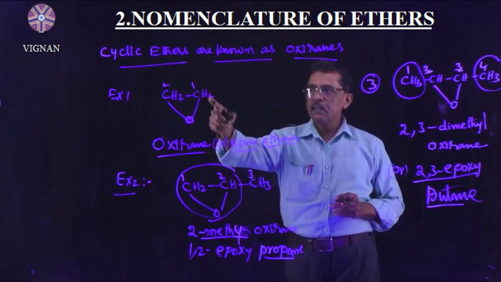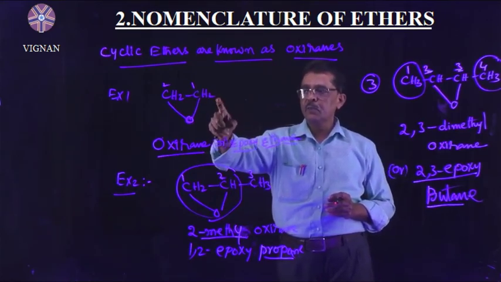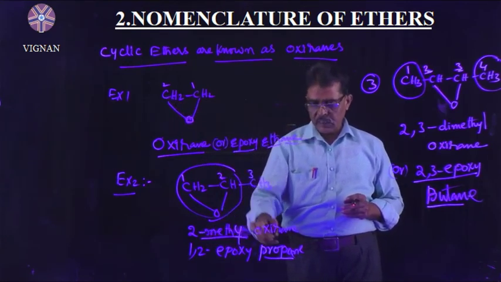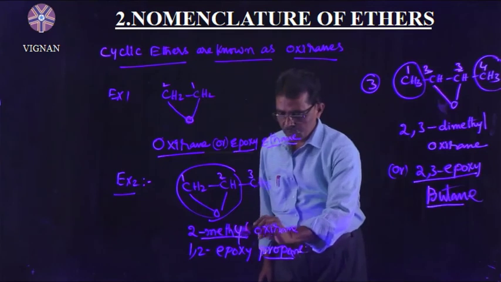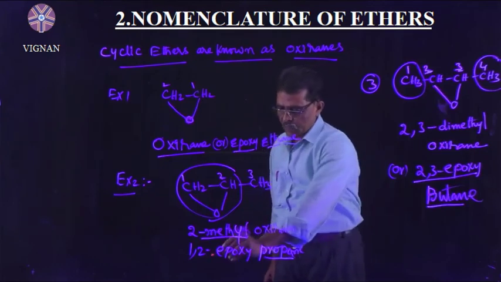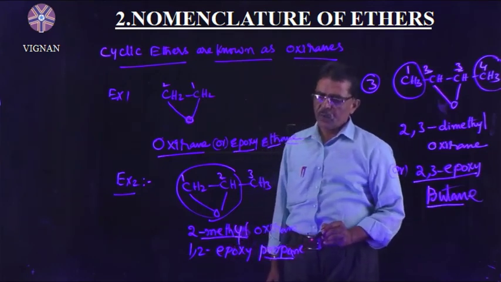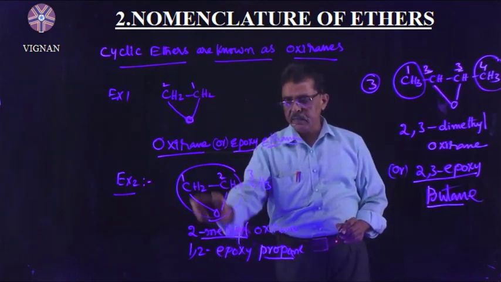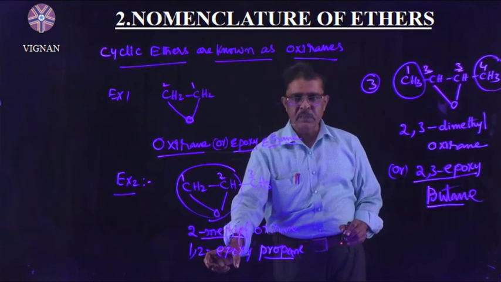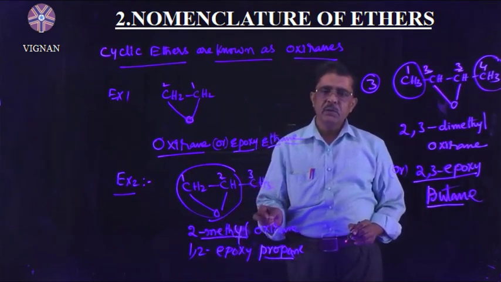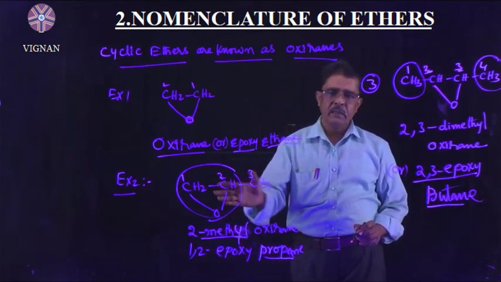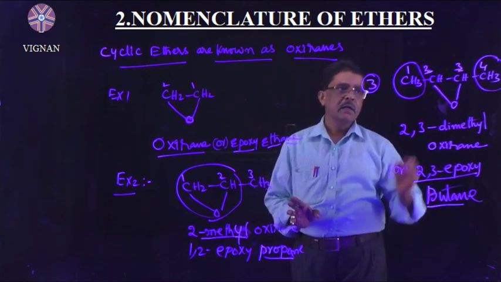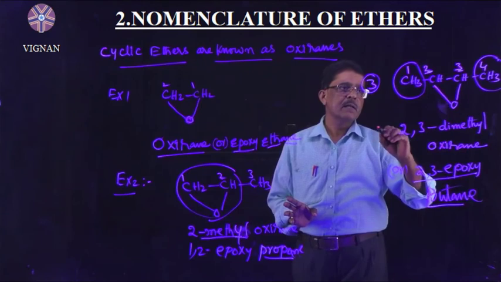So there is a substitution at this position or this position. So here, 2-methyloxidane or 1, 2-epoxy. Epoxy means an oxygen linkage between the 1 and 2 carbon atoms. So, 1, 2-epoxypropane. The longest chain contains 3 carbon atoms. Right, understand? And here also, 4 carbon atoms are the longest chain.